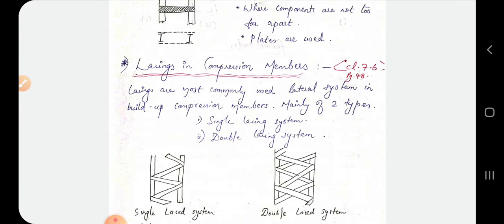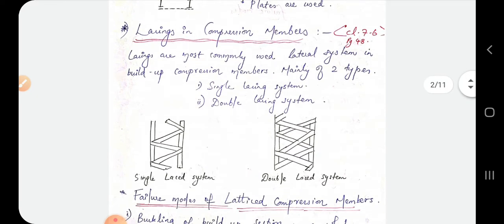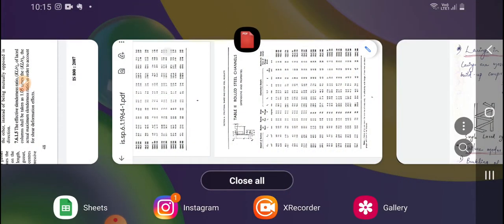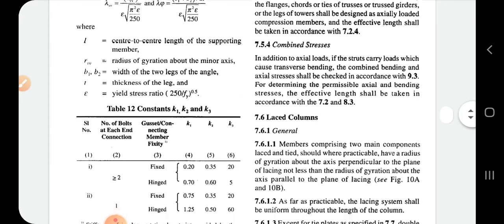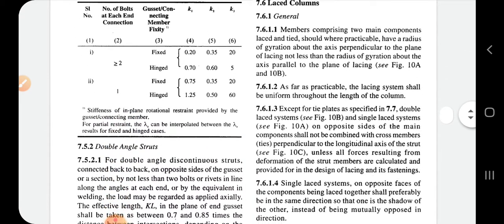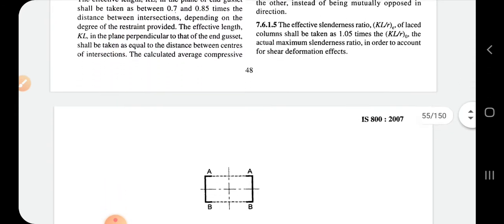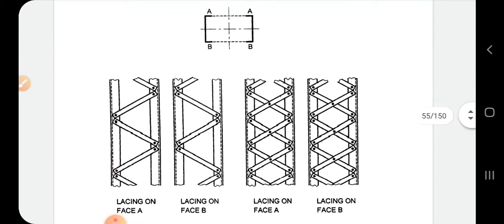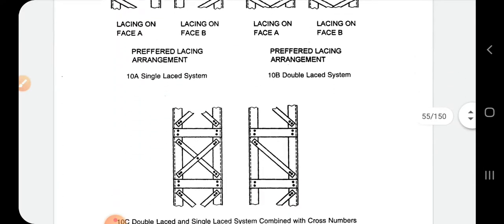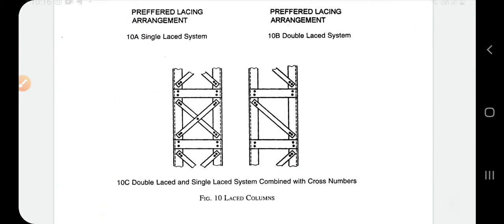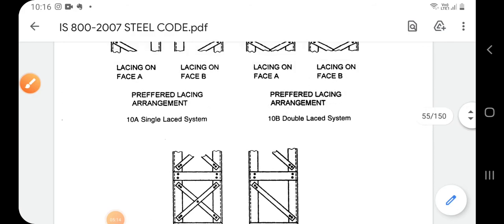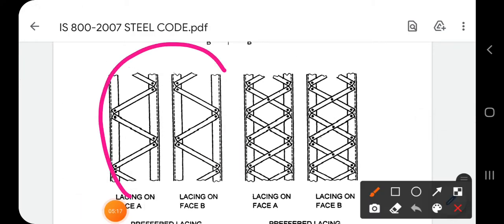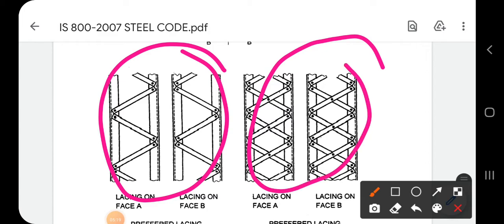the design of lacings, and the main specifications that we have to consider while designing a laced column. This we can see in clause 7.6 of IS 800, Laced Columns, where all the important specifications are given. This is a figure of a laced column, and we can provide laced columns in either way. This is a single lacing system, and this is a double lacing system. Here also you can see single lacing systems and double lacing systems.